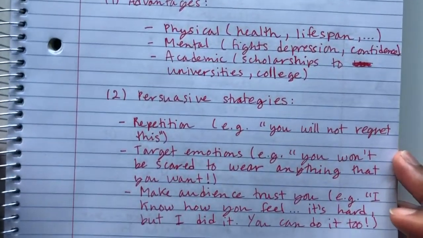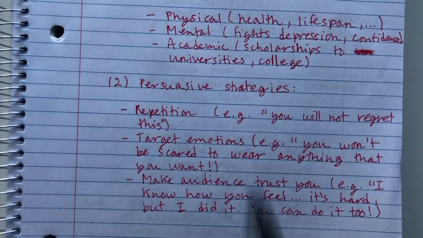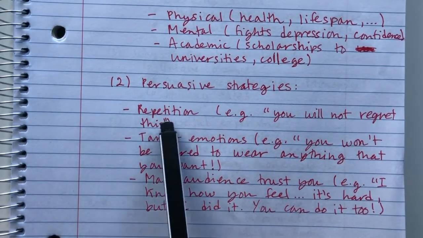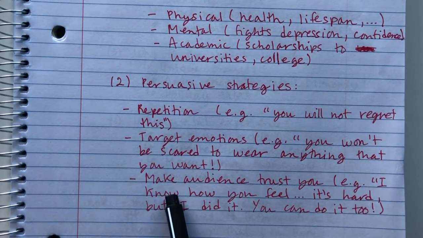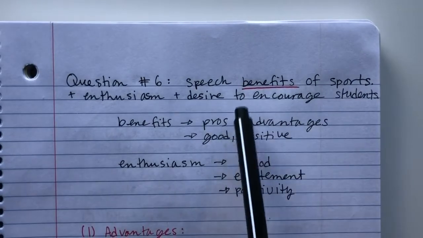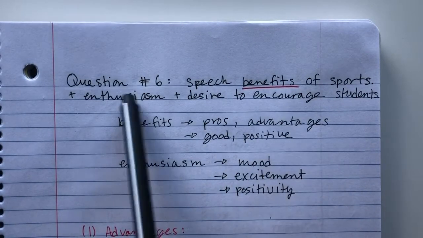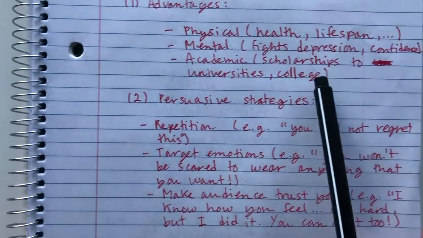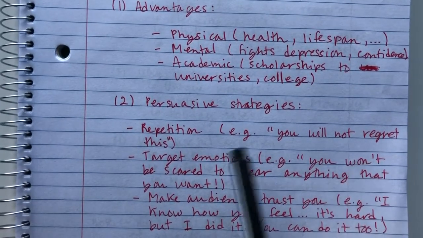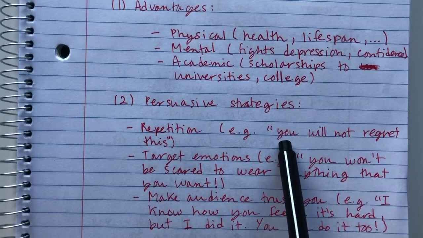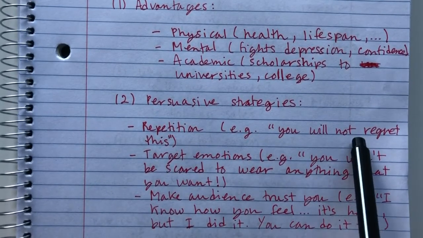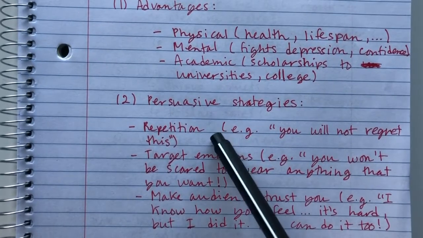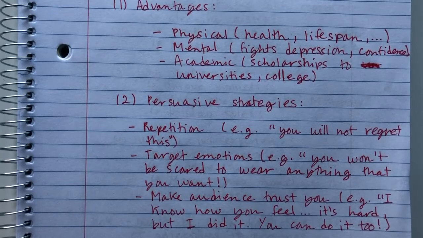Now let's talk about persuasive strategies. Persuasive strategies, we have repetition. These are strategies that you can use in your speech to make sure that you follow the encouragement guideline as well as enthusiasm. You want to make sure you repeat. So if you repeat things like, you will not regret this. Come on, guys, join this sports team. I'm telling you, trust me, you will not regret this. So throughout your speech, again, you will not regret this. Repeat yourself. The more you repeat yourself, the more it will go into people's brain.